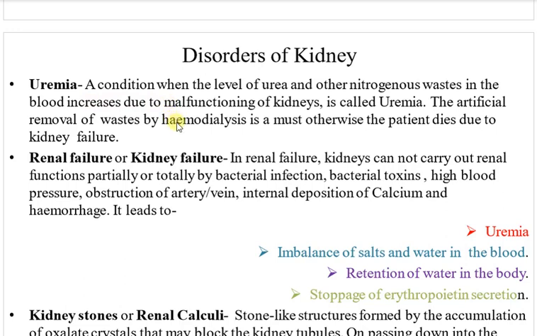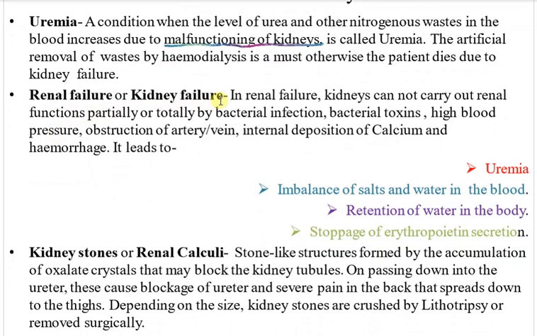So what is the cause? Malfunctioning of the kidney is called uremia. The artificial removal of waste by hemodialysis is a must, otherwise the patient dies due to kidney failure. Renal failure, or kidney failure: in renal failure, kidneys cannot carry out renal functions partially or totally, for example due to bacterial infection.